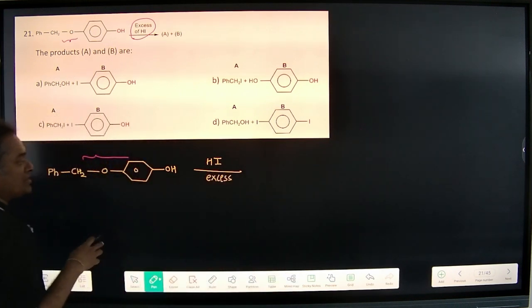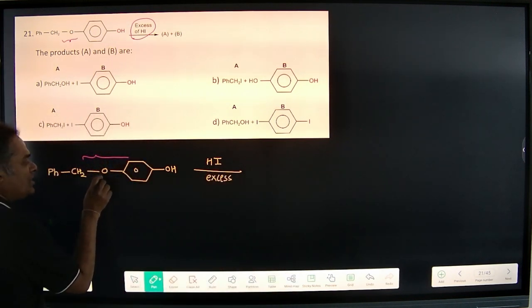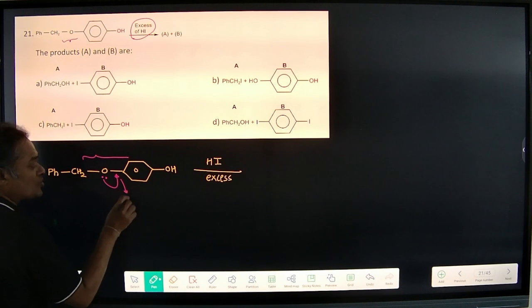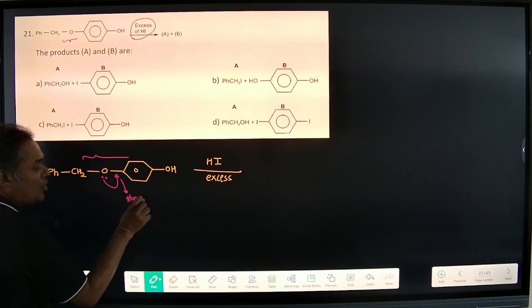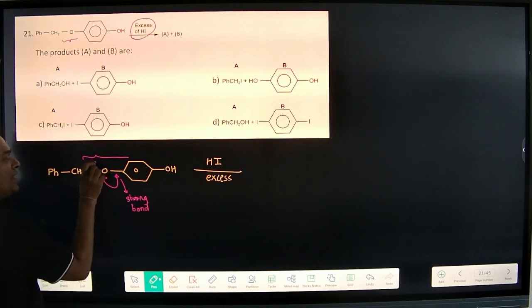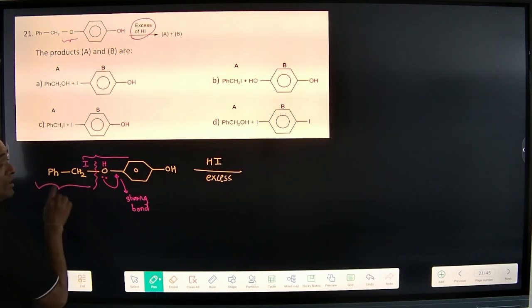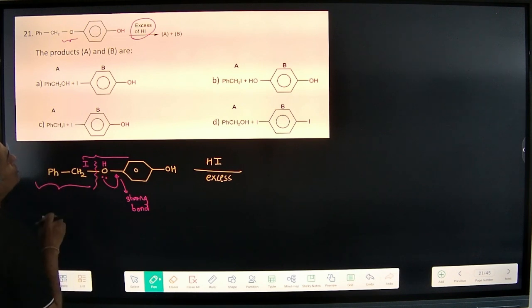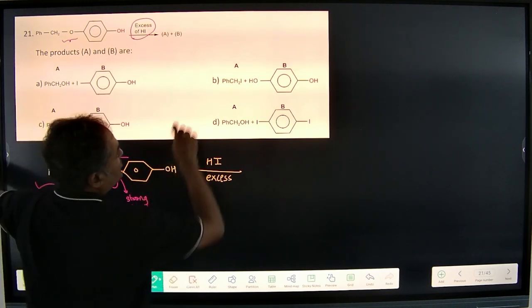Let us try to discuss. Over here, child, if you see, the lone pair gets involved in resonance with the benzene. That means this bond is strong and difficult to break. So it is a strong bond which cannot be broken easily. So which bond can be broken easily? I think this one. So here you will have iodine and here you will have H. The compound obtained is benzyl iodide, and you will get benzene with 2 OH groups. Is it clear? So I think the correct answer as per the discussion would be B.